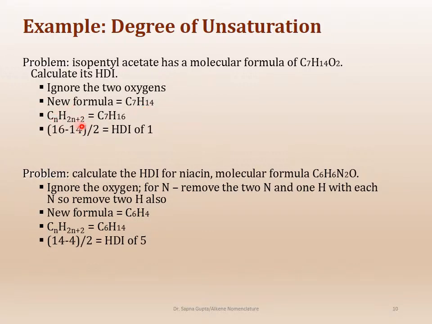Then you take the alkane formula CnH2n+2 and calculate the number of hydrogens an alkane would have if it had 7 carbons, which is 16. So then putting it in our formula, 16 minus 14 divided by 2, it gives us the HDI of 1, or degree of unsaturation is 1. And that means that we have either one ring or one double bond, and it turns out that the structure for isopentyl acetate does have a double bond in it.